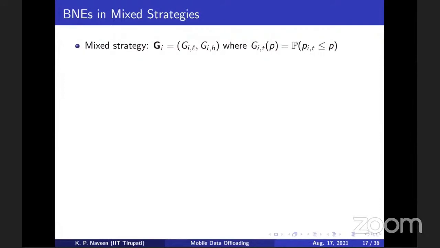Yeah. So in view of this negative result, let's try to investigate what mixed strategies have to offer. Okay. So in this context, I will define mixed strategy as something like this, where each of these G_i^t is simply a probability distribution on the interval. Okay.